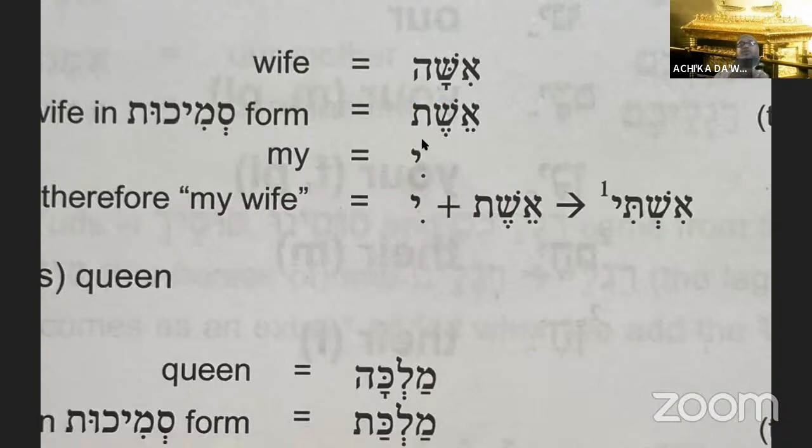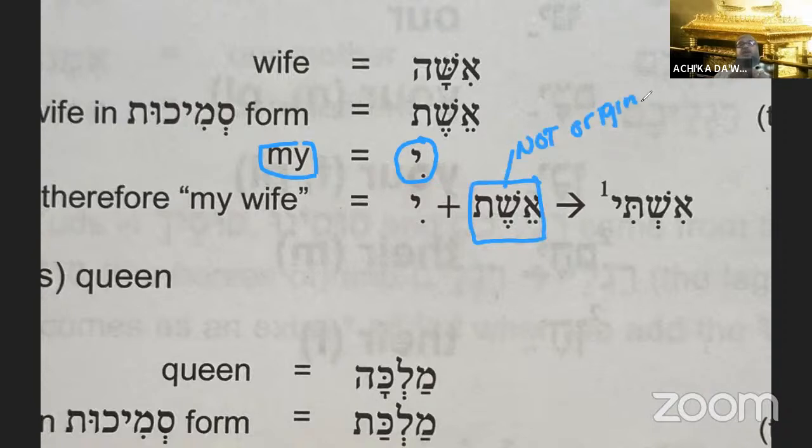I want you to know the rule: when you add "my" to a noun that's in a semikuf form, because this is not the original, the only reason it turned to a tav is because it's going to be next to another noun. They're not showing you that right here, but that's what it is. The semikuf form you'll find on page 11, in chapter number 2, lesson number 2. That's where you'll find it, where they will tell you the reason why. We don't have to go over that right now, but it's in lesson number 2.